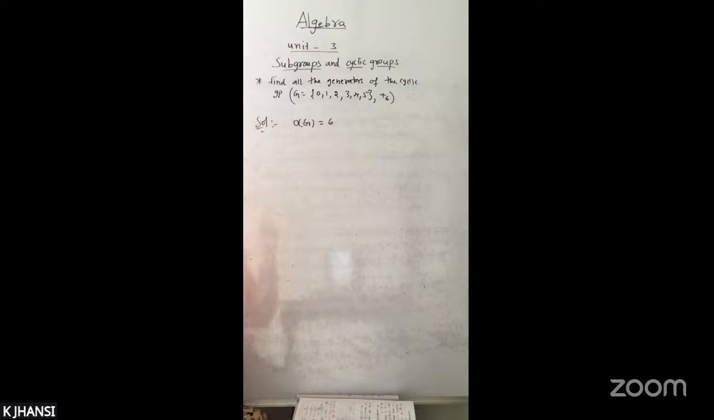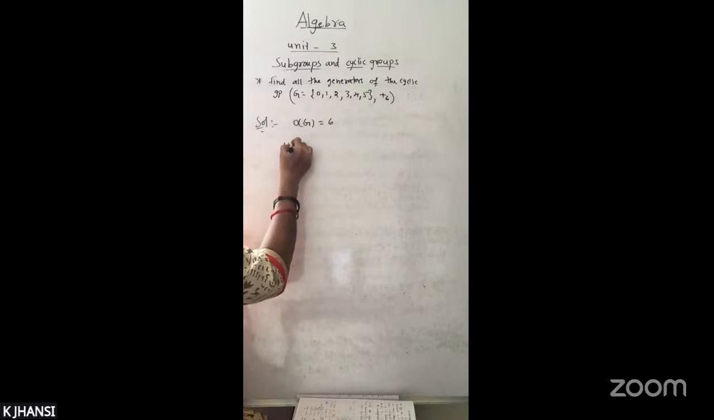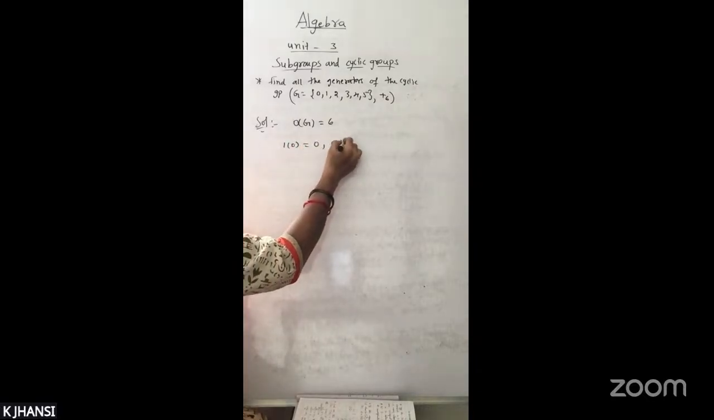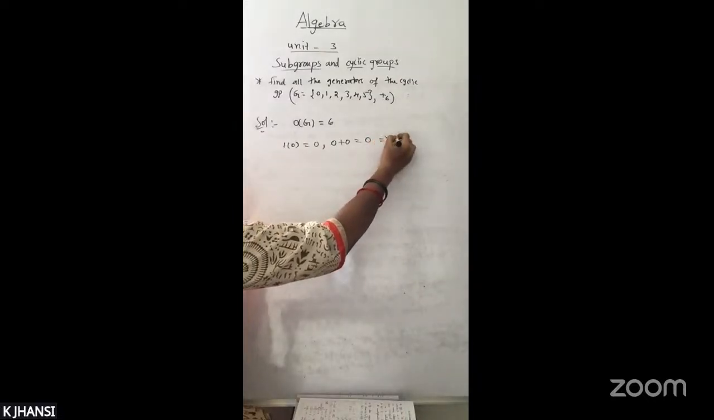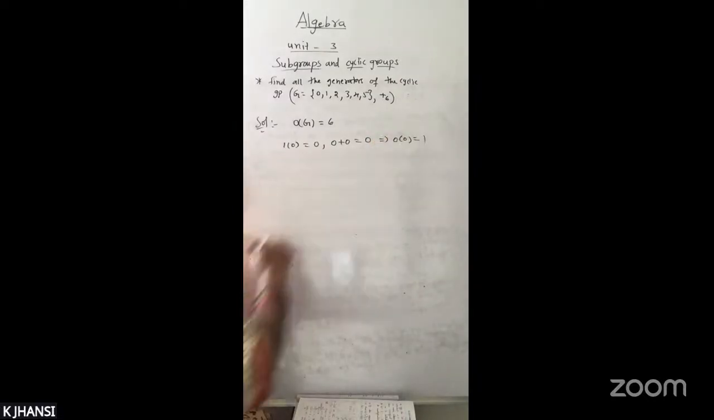So if we take 0 first. If you do 0 only one time, that is 1 of 0, which is 0. 0 plus 0 is also 0. So any number of times you add that element, you will get the same 0 only. So the order of 0 is 1.